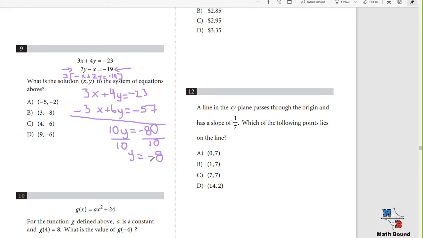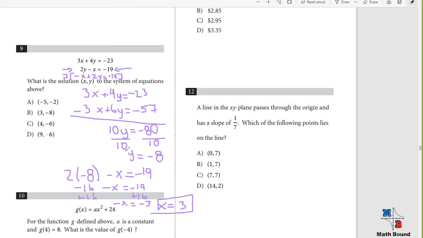Now, with this y, you can go back into the original expression. 2 times y. What is y? Well, we just found out that y is negative 8. We're going to subtract an x. That should be equal to negative 19. 2 times negative 8 is the same as negative 16. Minus x, that should be equal to negative 19, and you're going to end up with negative x equals negative 3. Therefore, we can see that x is just equal to positive 3.